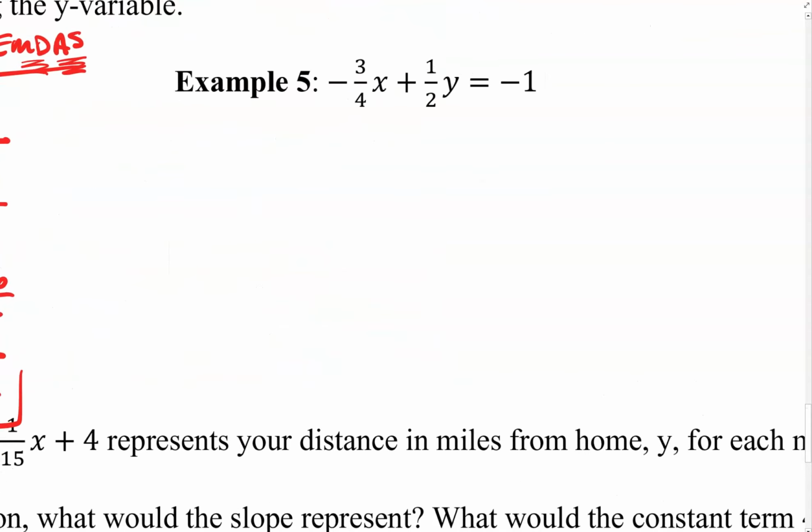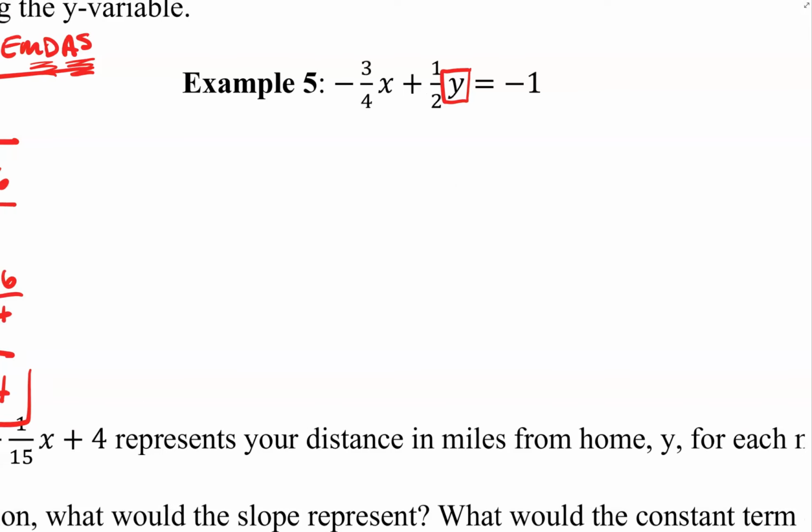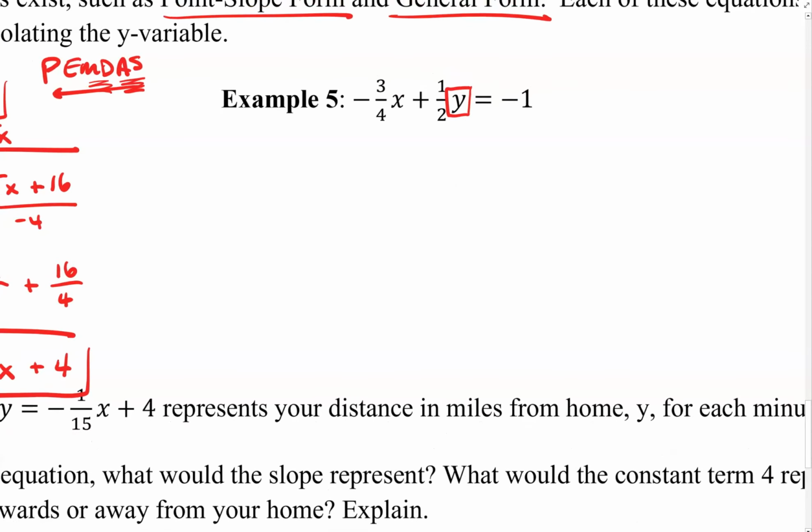We can try another example, this time with fractions involved, but the process is effectively the same. We're trying to isolate our y value. That's how we will report our answer in slope-intercept form.